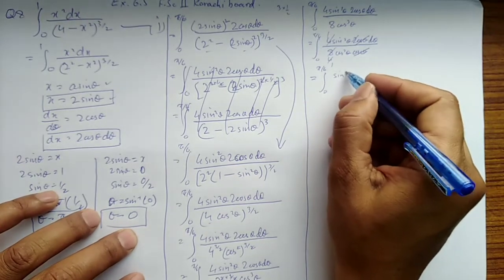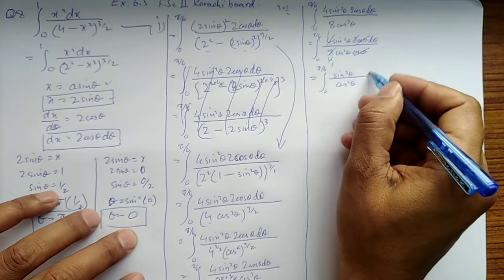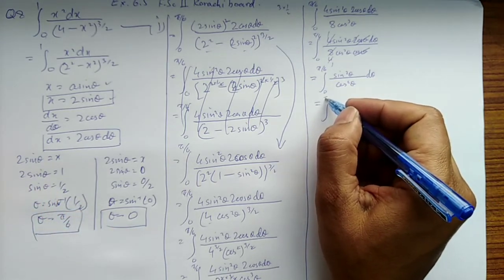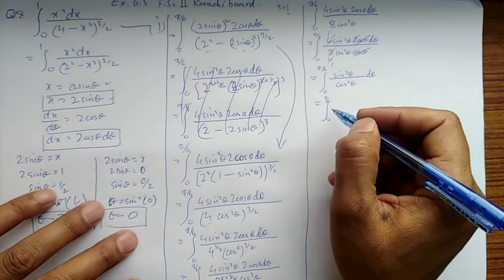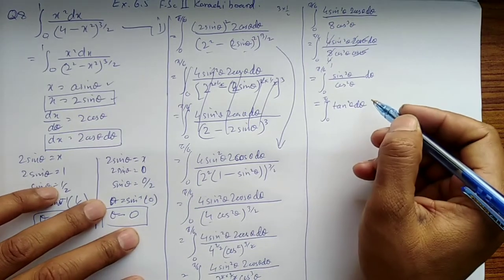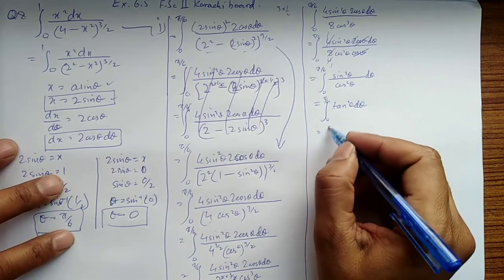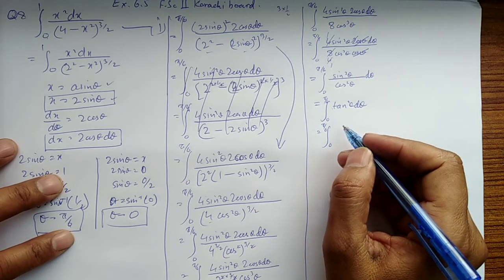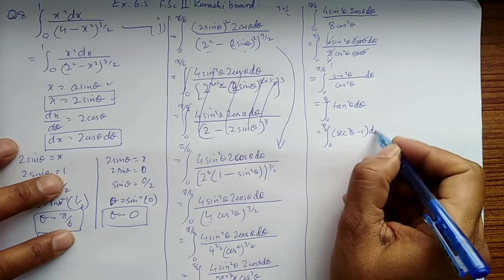I am left with sin square theta whole divided by cos square theta d theta, from pi upon 6 to 0, and that is tan square theta d theta, right? So in place of tan square theta I can write sec square theta minus 1 d theta.